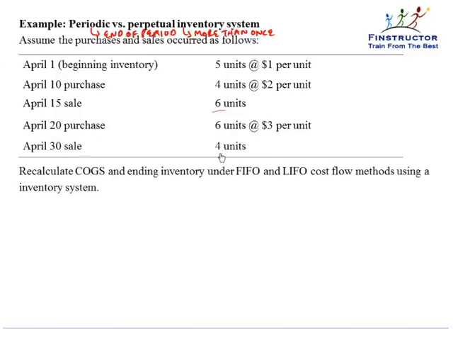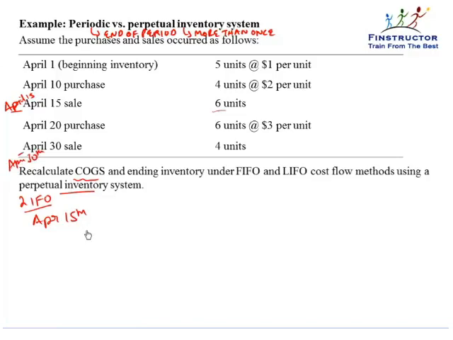So recalculate the COGS and ending inventory under the FIFO and LIFO cost flow methods. I'll do it using the LIFO method. Please calculate using FIFO on your own and verify the answer. So if you assume the last in first out, then the first valuation is happening on April 15th. We're assuming a perpetual inventory system in this question, and the inventory is being valued twice, first at the end of April 15th and then at the end of April 30th.